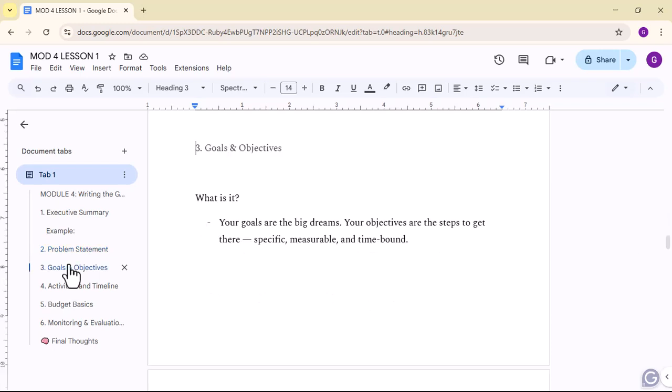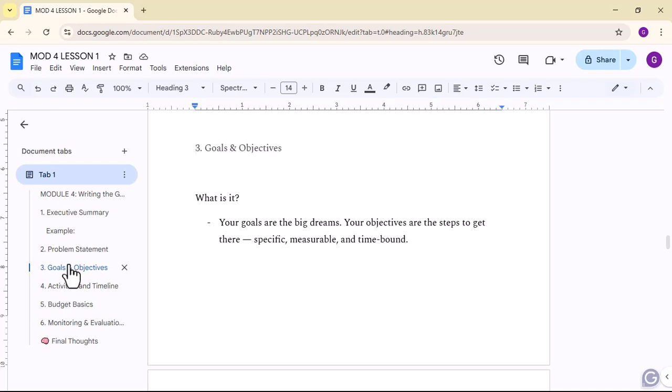Next, we have the goals and objectives. Remember, we've talked about this all through in module 3. Yeah, this is a reminder, to let you know that if you are going to be structuring your proposal, you structure it in this form. So, your goals are the big dreams, your objectives are the steps to get there.